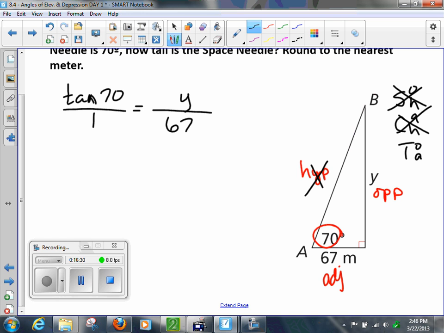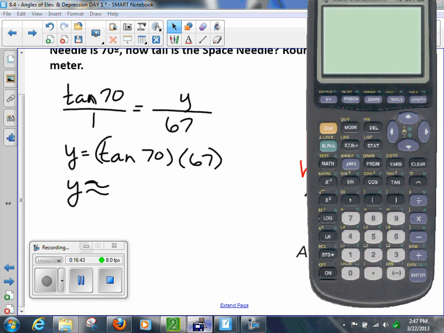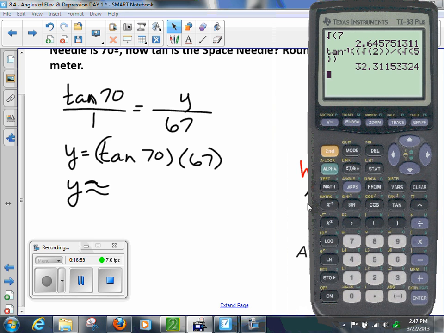Okay, so now we're going to cross multiply. Y times 1 is y. Tangent of 70 times 67. Put this in your calculator because it said to round to the nearest meter. So we're rounding to the nearest whole number. So I've got tangent of 70 times 67.